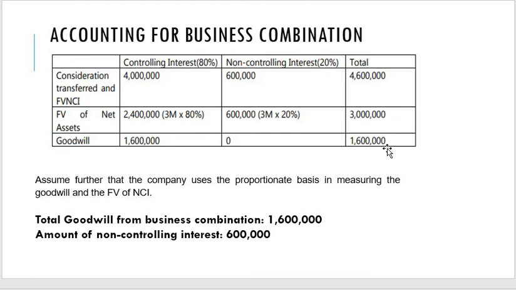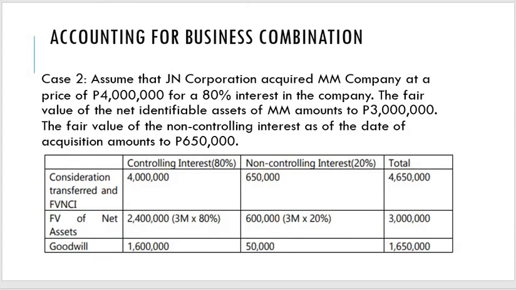Again, in partial goodwill, the non-controlling interest has no share in the goodwill. So the entire goodwill accrues only to the controlling interest. Okay? So our total goodwill from the business combination is 1.6 and the amount of non-controlling interest is 600,000. Again, with partial goodwill, the non-controlling interest is always equal to the proportionate share of NCI in the net assets of the subsidiary. Okay? So next, assume that JN Corporation acquired Company at a price of 4 million for an 80% interest in the company.